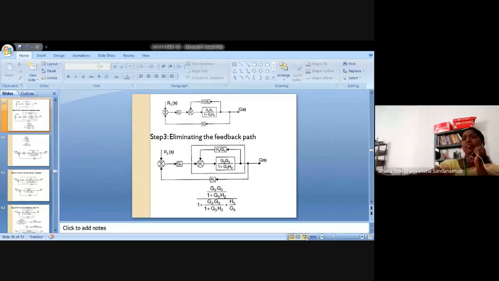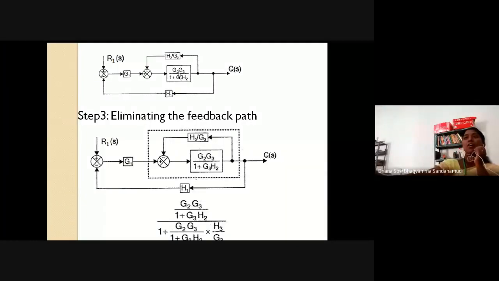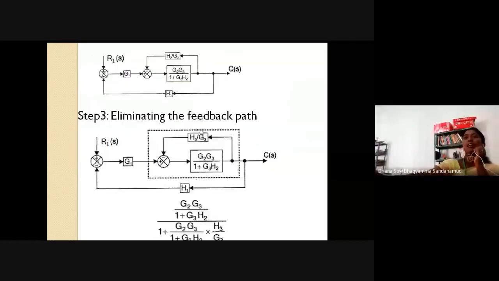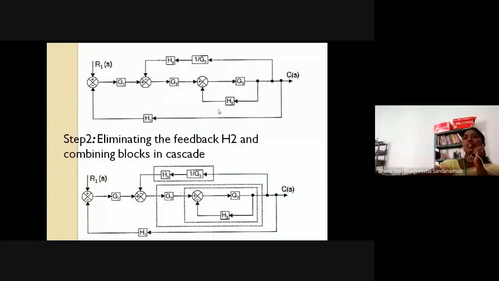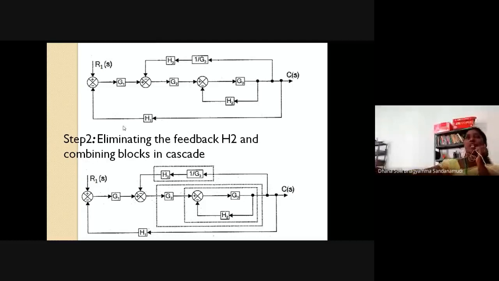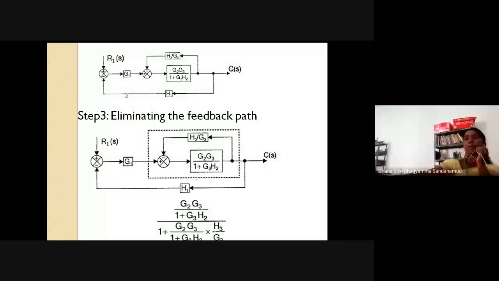See here, what do I get? G2 G3 by 1 plus G3H2. H3 into 1 by G3, so H3 by G3 you will get. Here I have got G3 by 1 plus G3H2 into G2, so G2 G3 by 1 plus G3H2 you will get. I hope you have understood. No need to draw this diagram; in step number 2, you can draw directly this diagram. I think it is clearer to you.